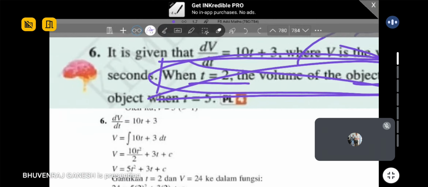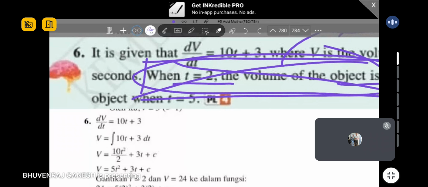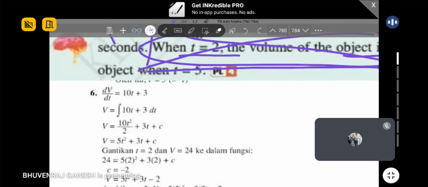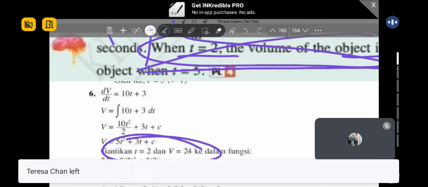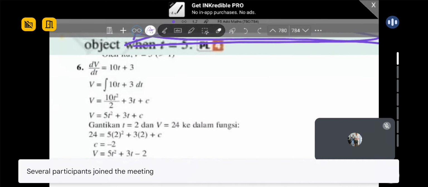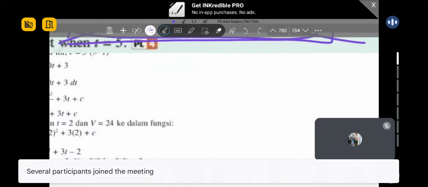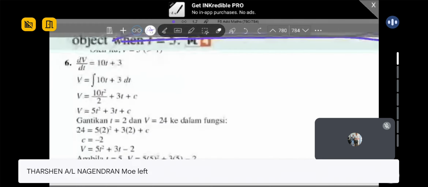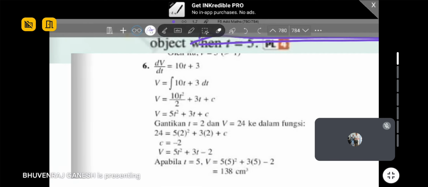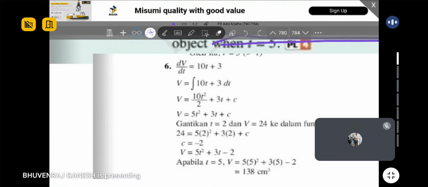Alright, so this is why we have these two information given. This one is to find your C value. Okay, because you can substitute, gantikan nilai. Okay, these two over here. Okay, guys, so you just need to find your C, substitute T is 5 again, then find out your V. So final answer is 138 cm cube. Okay, guys, can you understand soalan 6? Clear?